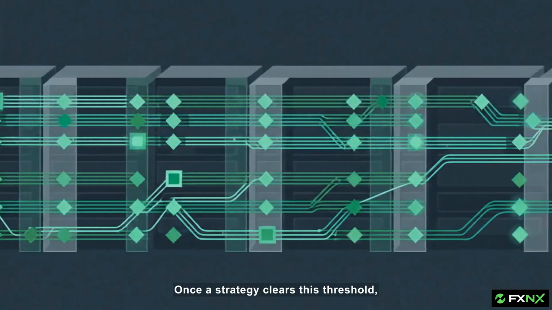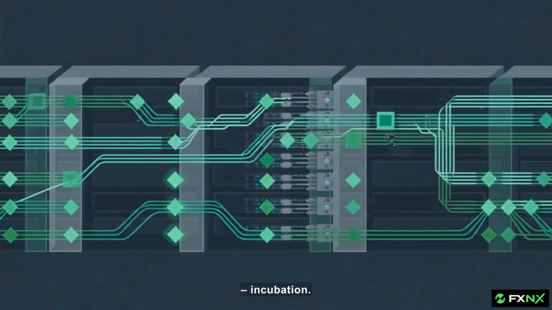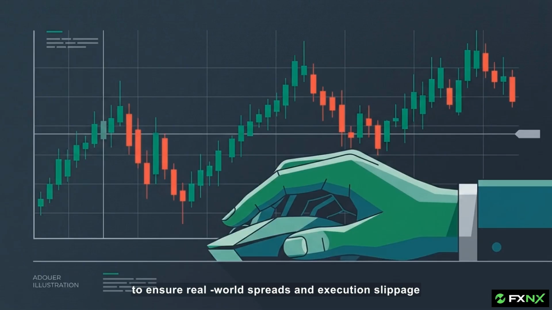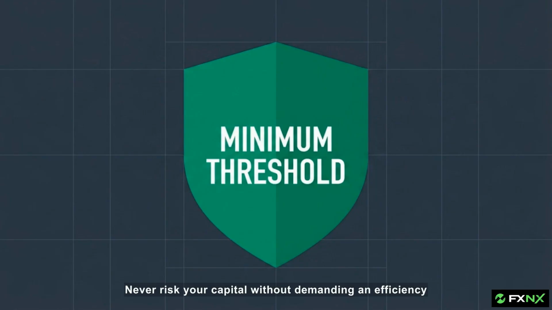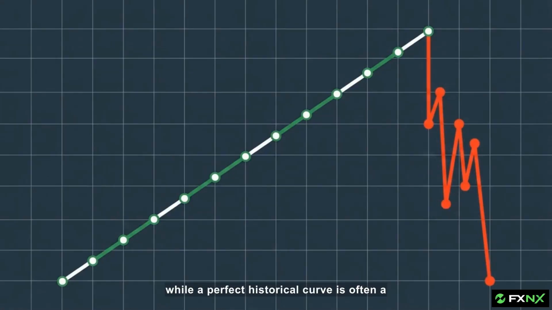Once a strategy clears this threshold, there is one final step before full deployment: incubation. You run it on a small live account to ensure real-world spreads and execution slippage don't break the math you just calculated. Never risk your capital without demanding an efficiency score above 50%. A messy strategy that passes a blind test is a reliable tool, while a perfect historical curve is often a liability.